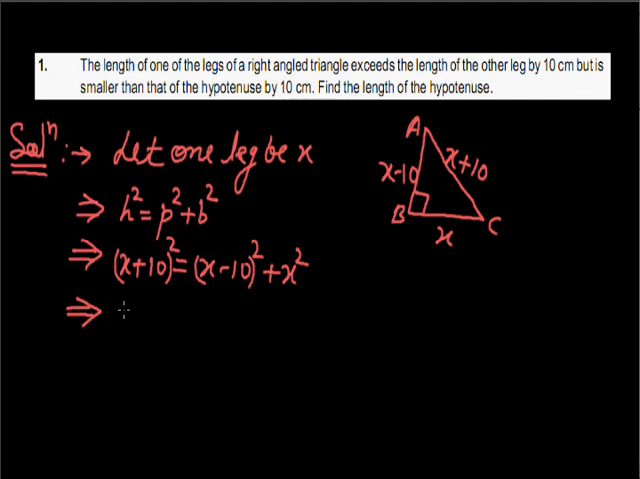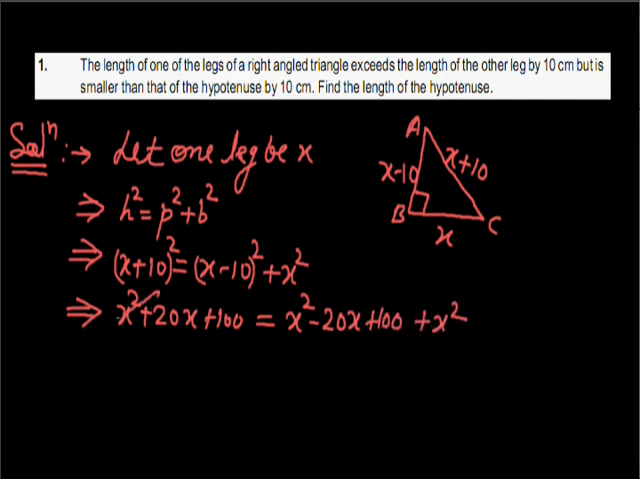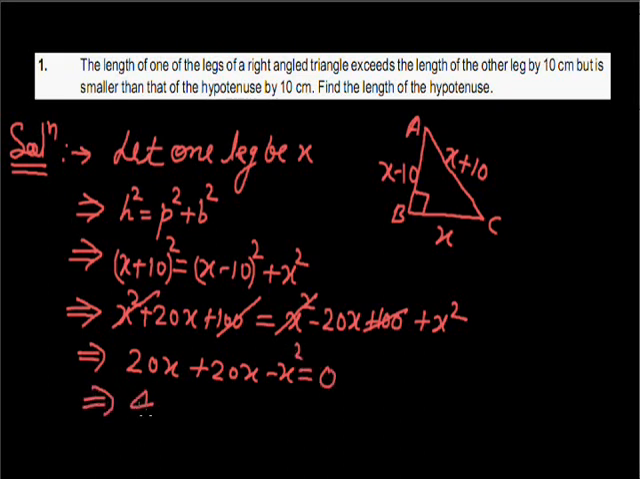By solving further, we get x square plus 20x plus 100 is equal to x square minus 20x plus 100 plus x square. Now x square will be cancelled out by x square, 100 will be cancelled out by 100. So finally we would get 20x plus 20x minus x square is equal to 0, or 40x minus x square is equal to 0. By taking the common term from both of them, that is x, we get x times 40 minus x is equal to 0.